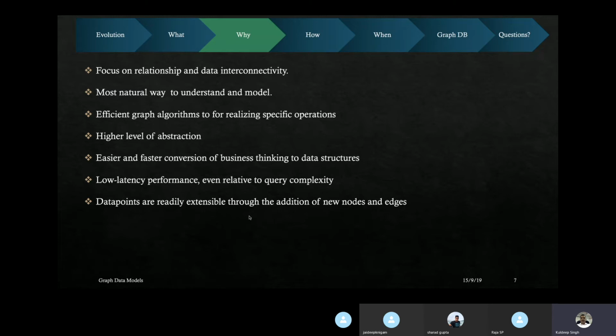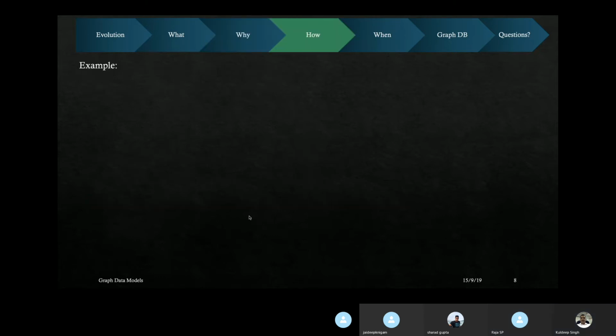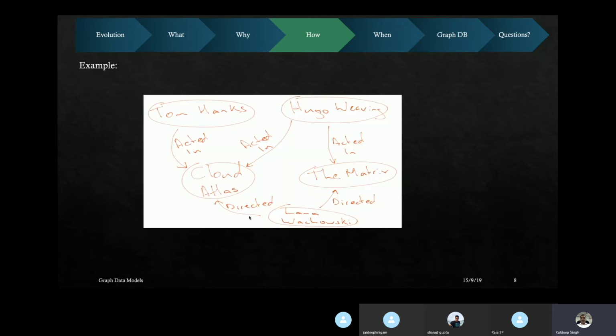Any more questions till here? All good. Okay. So now let's see how we actually do graph data modeling. Let's say I just have a small whiteboard sketch in here. People say that graph data models are very whiteboard friendly. Why is it so? Let's see.